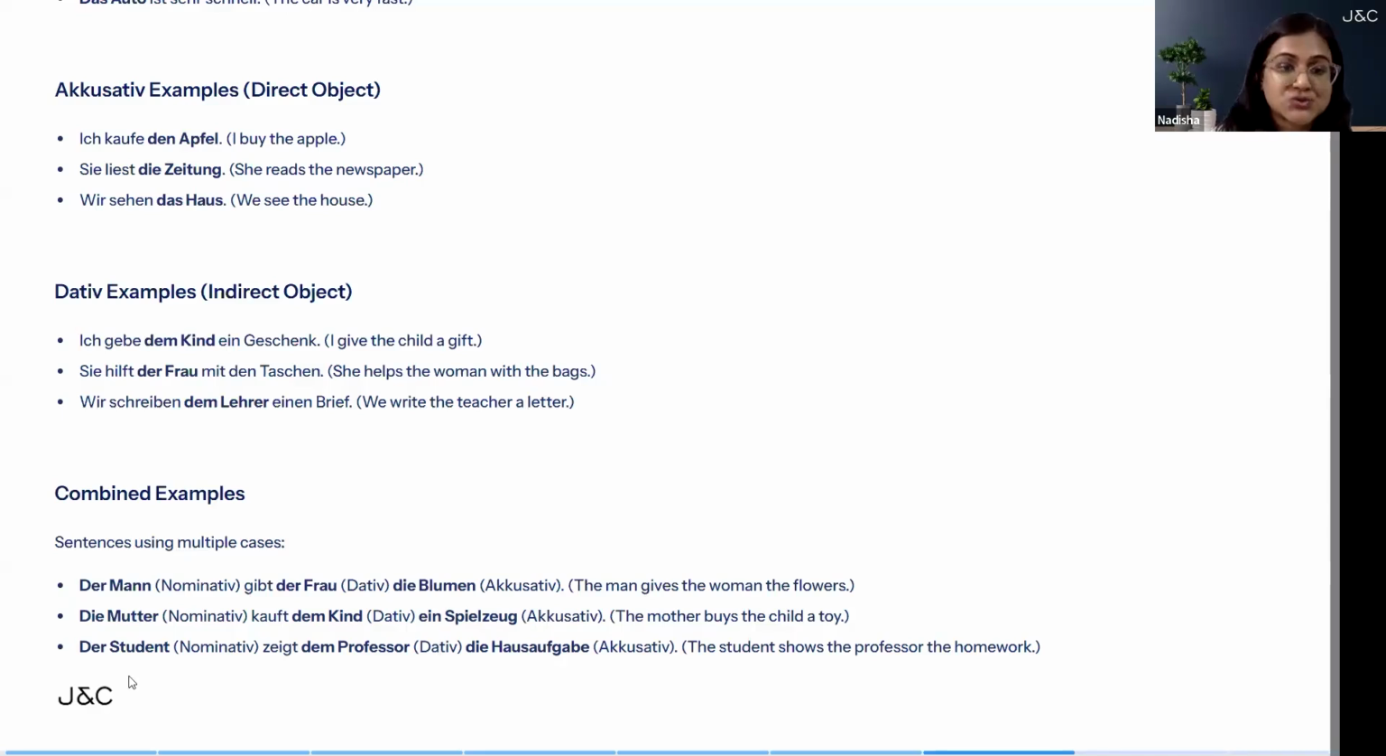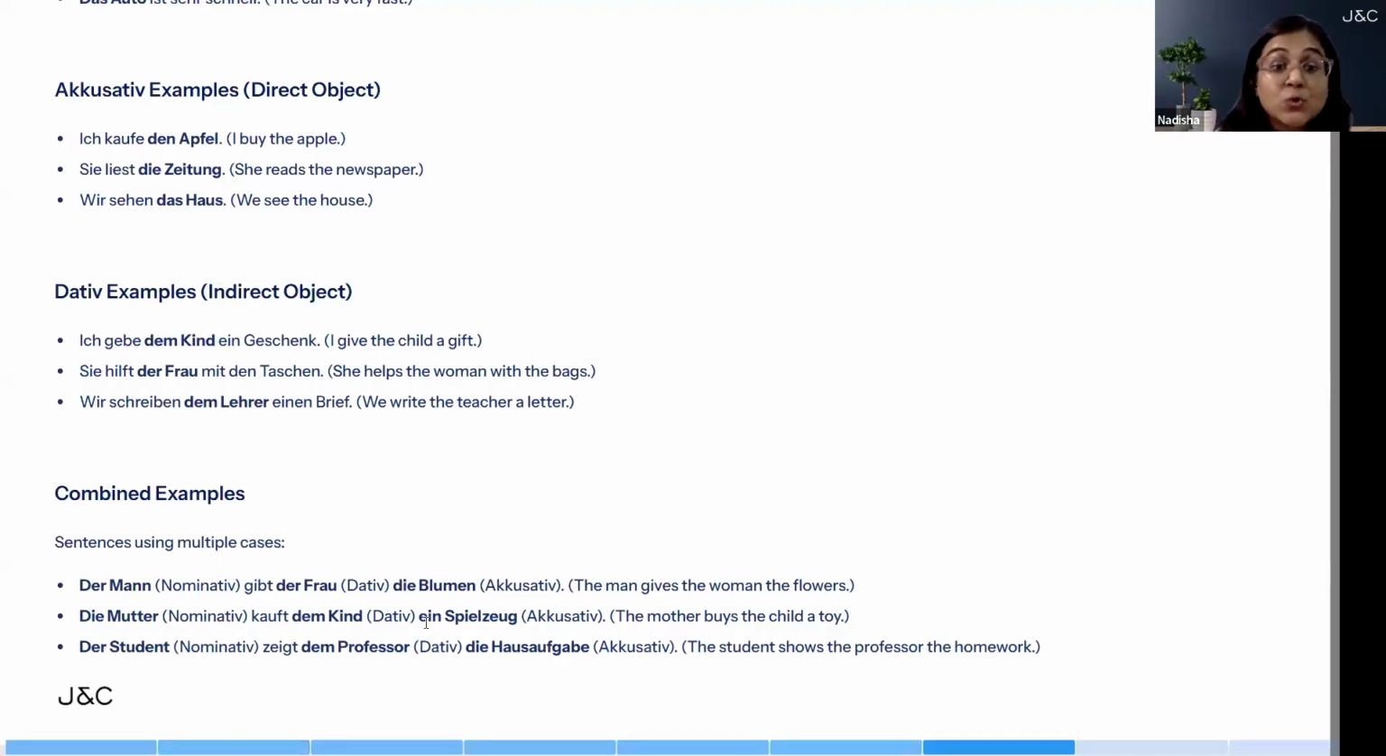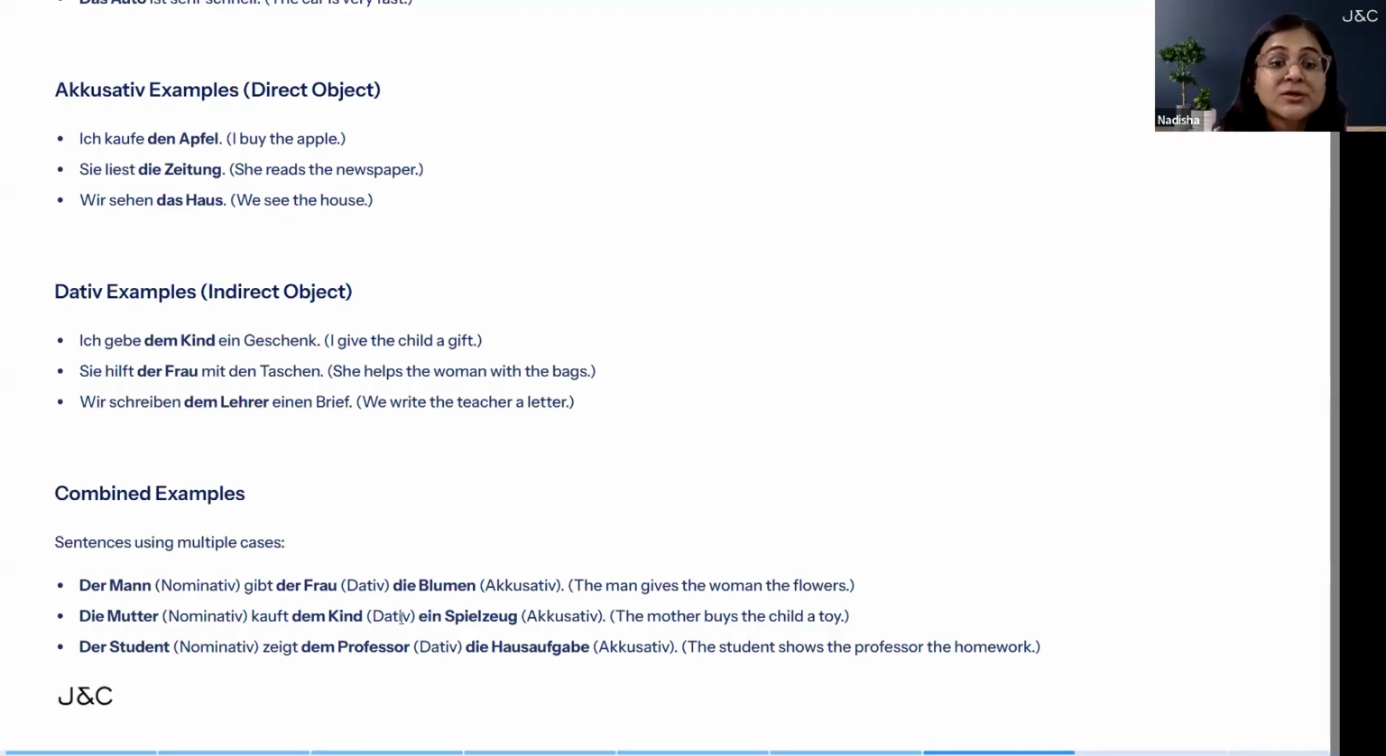Next is der Student zeigt dem Professor die Hausaufgabe. The student shows the professor the homework. Now, who is showing? The student. Who is nominative. To whom is he showing? To the professor, which is dative case here. And what is he showing? He is showing the Hausaufgabe, the homework. It is accusative, okay? Always remember the who, what, and to whom conditions.